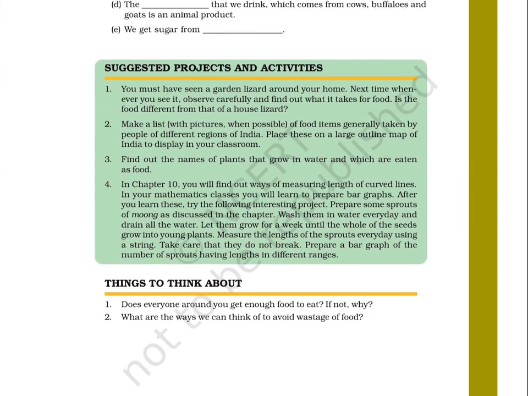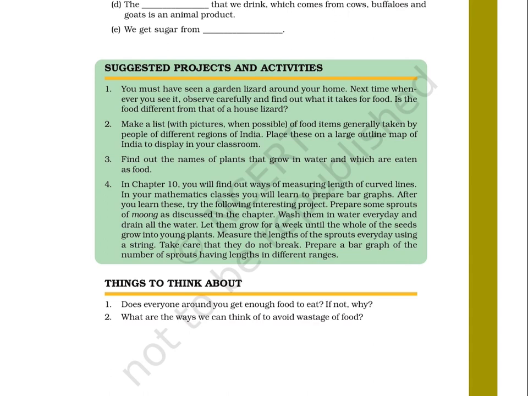Suggested projects and activities. 1. You must have seen a garden lizard around your home. Next time, whenever you see it, observe carefully and find out what it takes for food. Is the food different from that of a house lizard? 2. Make a list with pictures, when possible, of food items generally taken by people of different regions of India. Place these on a large outline map of India to display in your classroom.